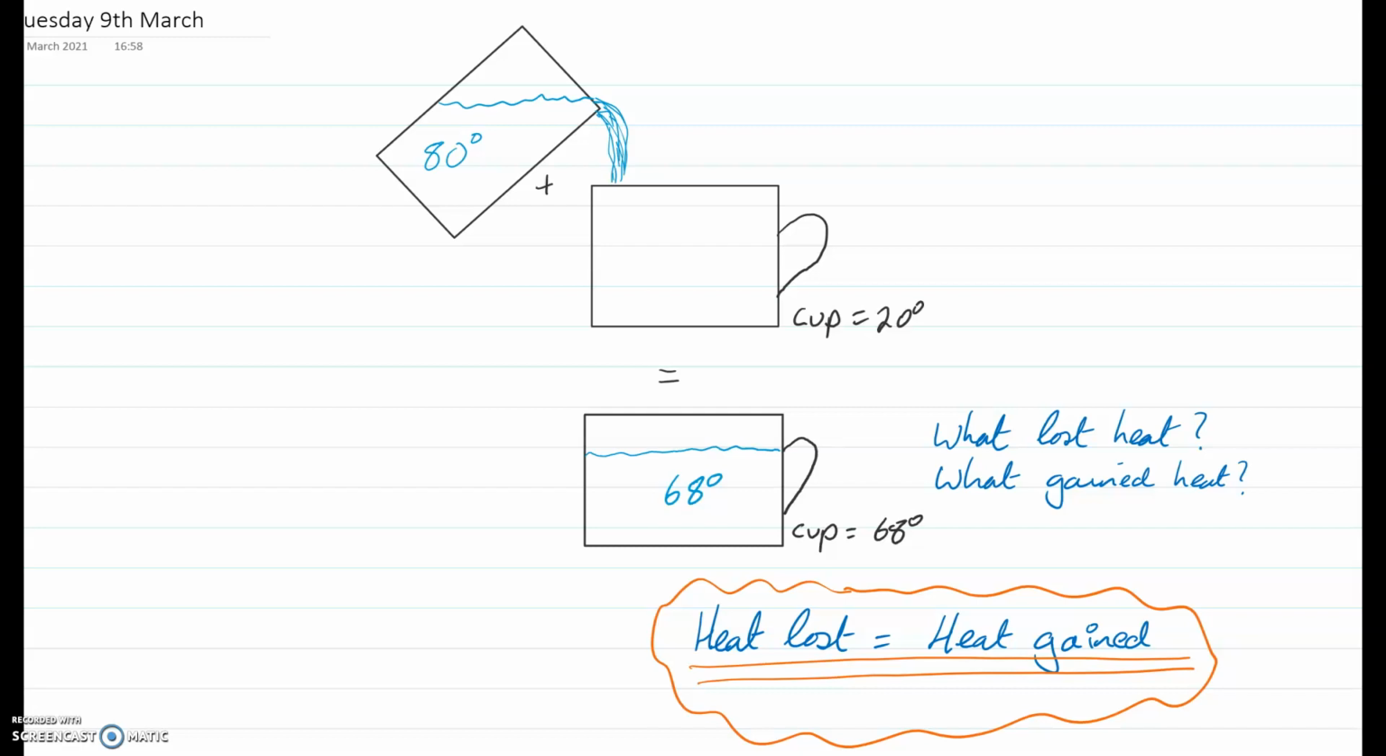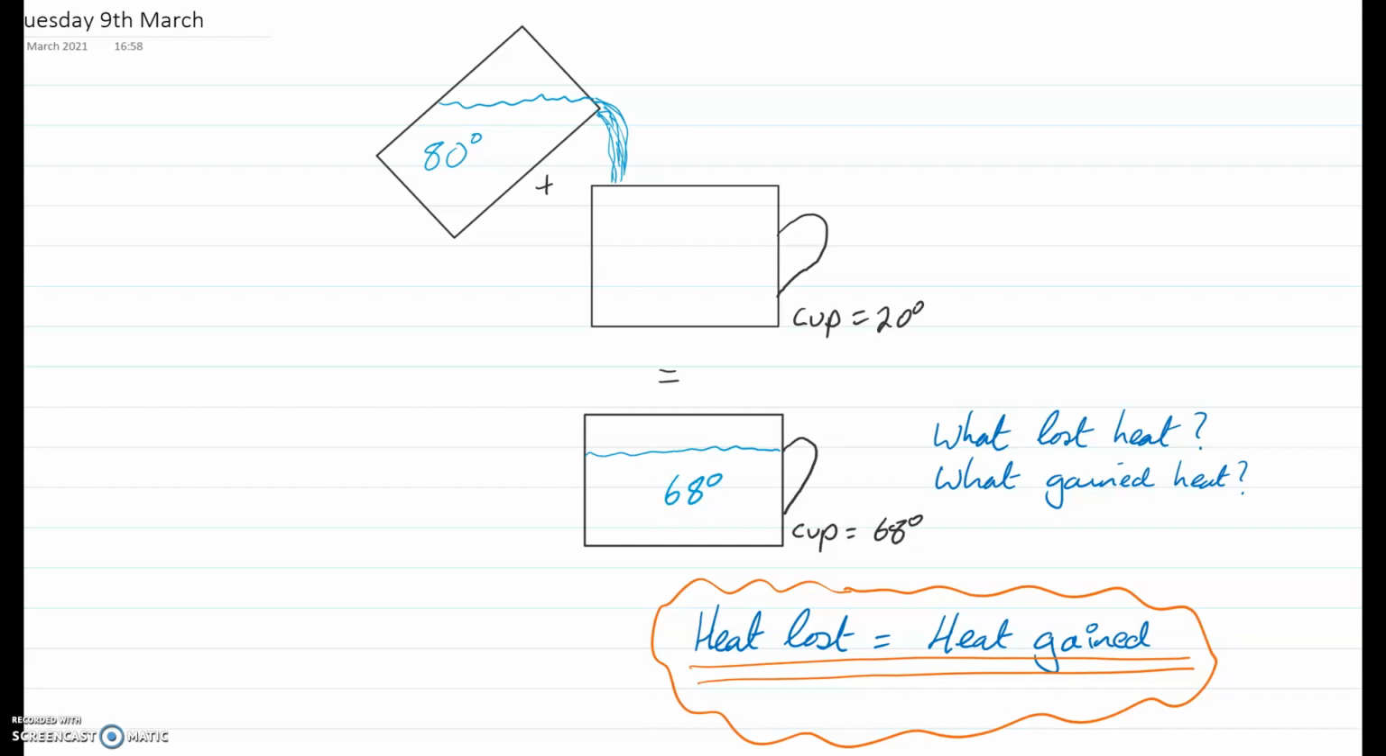The cup and the water come to the same temperature because obviously they're in contact. But the water is now, or your coffee, we'll go with coffee. Coffee is now at 68 degrees instead of the 80 degrees that it went in. Where has that temperature gone to? Or where has that heat energy gone to, I should say? Well, if you look at the cup, that temperature has risen from 20 degrees up to 68 degrees.